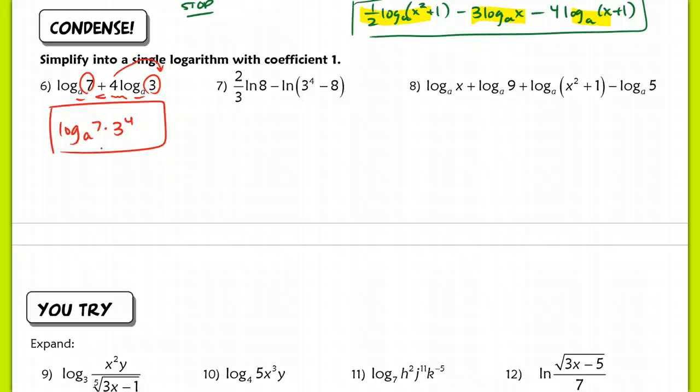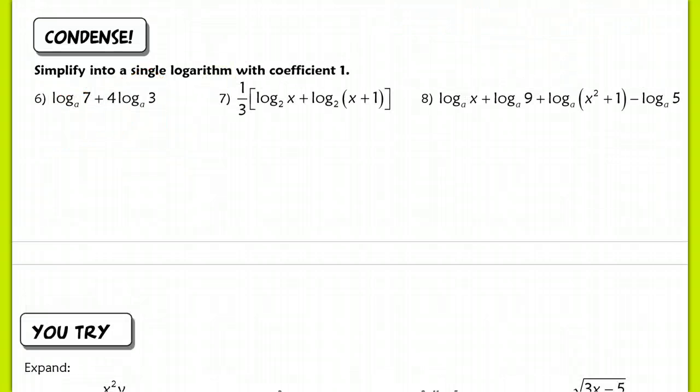All right, in number 7, I just realized that this is a totally different problem than I actually wanted to practice with you guys. So give me a second to pull up the right problem. Okay, there's the right problem. Okay, now in this problem here, I'm going to leave this 1/3 off till the very end.